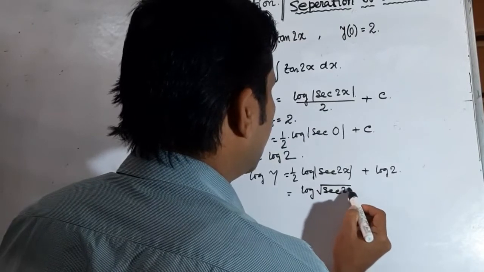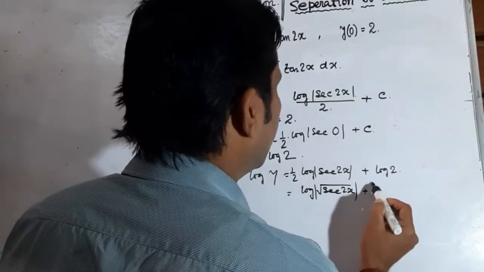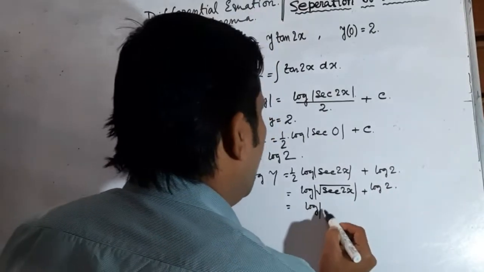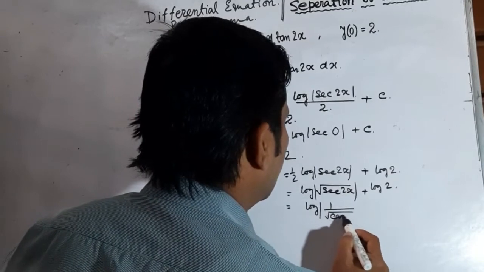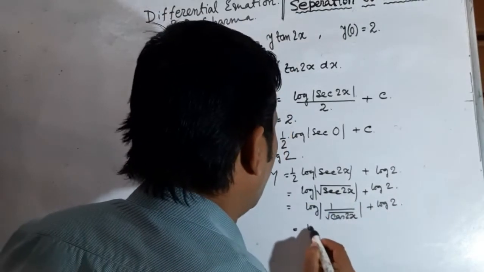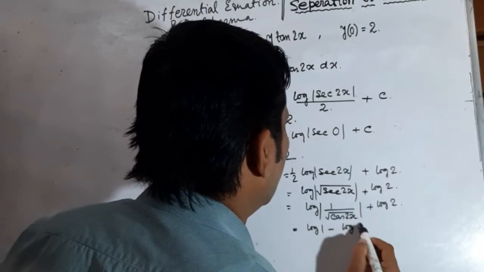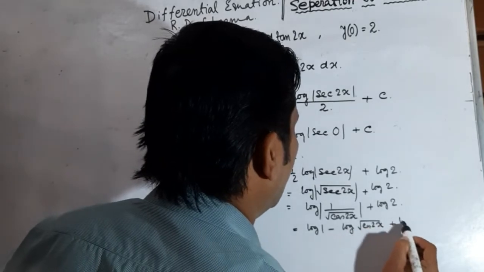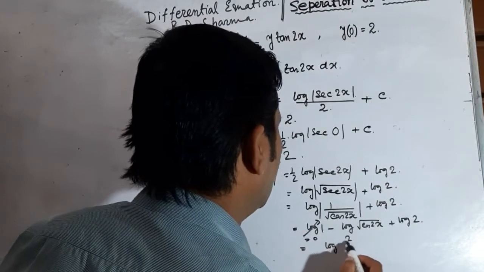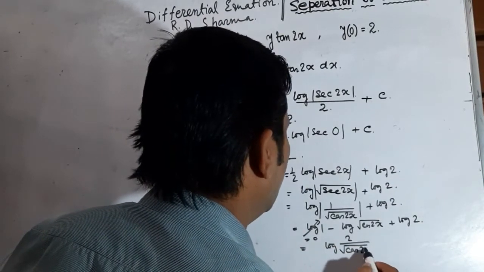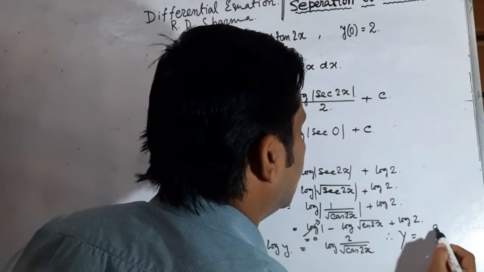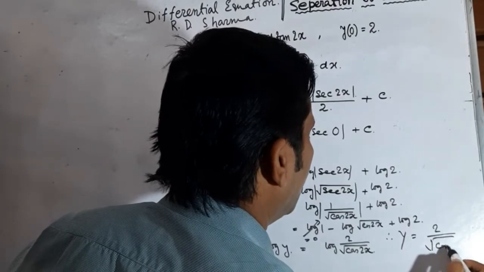That is log root sec 2x plus log 2. That means log 1 by root over cos 2x plus log 2. That means log 1 minus log root over cos 2x plus log 2. Log 1 means 0. Then this is log 2 by root cos 2x equal to log y. Therefore your solution is y = 2 by root over cos 2x.